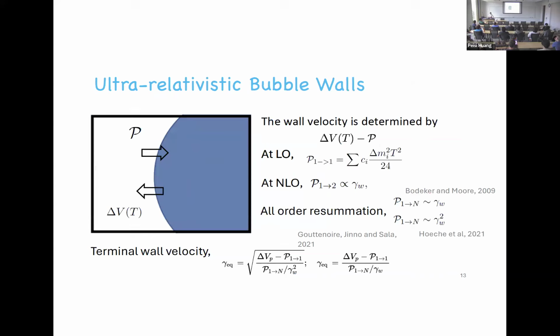So we need an ultra-relativistic bubble wall. The wall velocity is determined by the vacuum pressure and the frictional force. The vacuum pressure is from the free energy difference between the true and false vacuum. At the leading order, the friction comes from the mass difference on the two sides of the wall. If the vacuum pressure is much larger than the frictional force, the wall will be accelerated to a high speed, which we want. When gamma_W is high, higher-order corrections become important. The next-to-leading-order calculation shows the friction is proportional to gamma_W, where W is the wall. All-order resummation remains an open question right now. Some calculations show gamma_W, some show gamma_W squared, and one can calculate the terminal velocity corresponding to different resummation calculations.